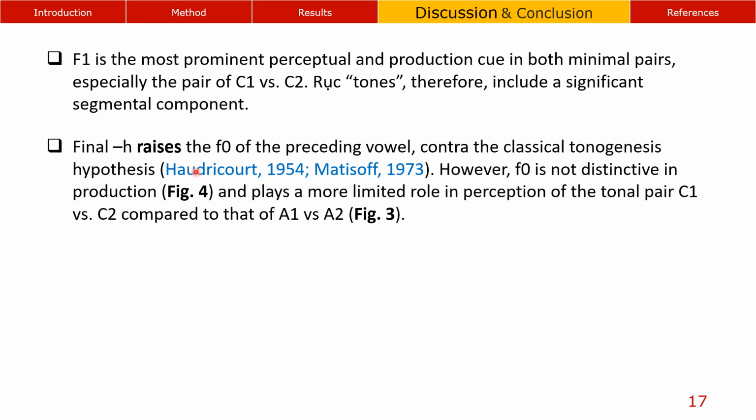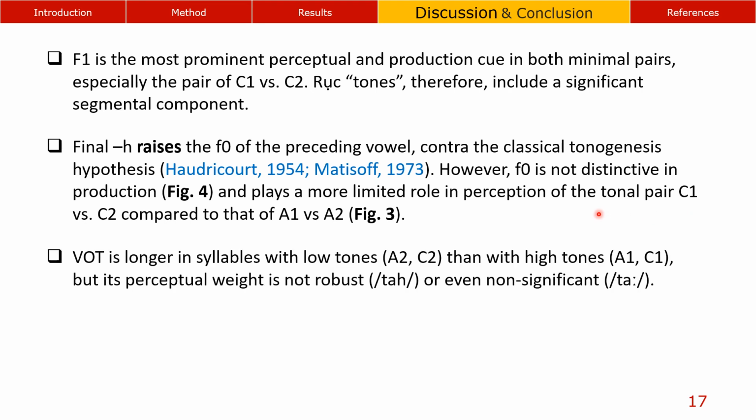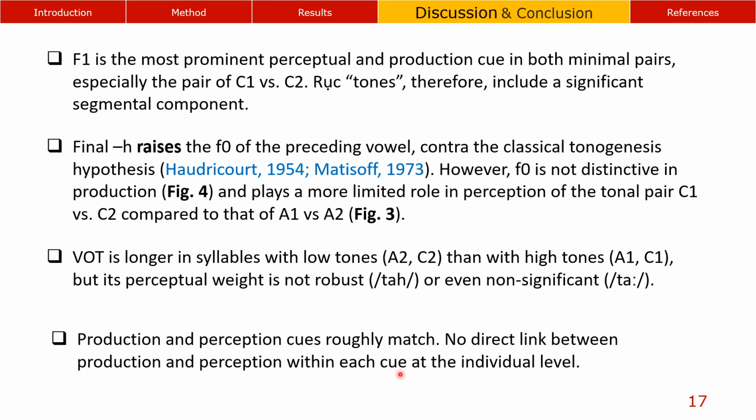However, F0 is not distinctive in production and plays a more limited role in perception of the tonal pair C1 versus C2 compared to that of A1 versus A2. VOT is longer in syllables with low tones A2, C2 than with the high tones A1, C1, but its perceptual weight is not robust in the first syllable, or even not significant in the second syllable. Production and perceptual cues roughly match. However, there's no direct link between production and perception within each cue at the individual level.